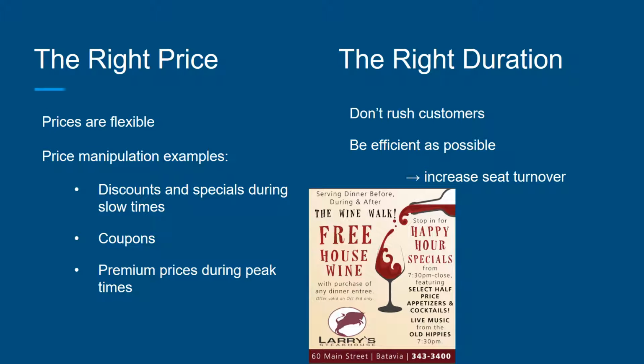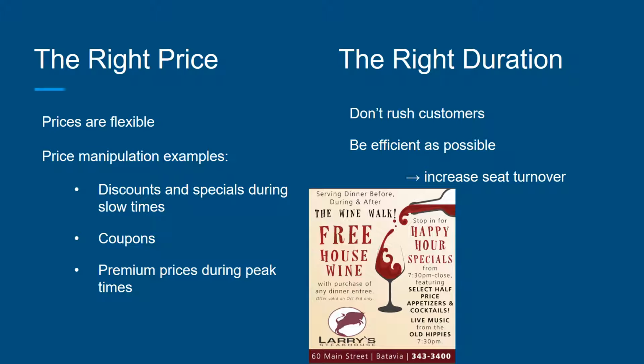When considering the right price, know that prices are flexible. This is useful in maximizing your profit. Price manipulation examples include offering a happy hour special in an otherwise lower demand time period of the day, or offering coupons. Time-limited coupons will bring customers in the door. Sometimes it's even customers who may not normally visit. And then premium pricing is another common strategy, such as charging higher prices during a busy holiday.